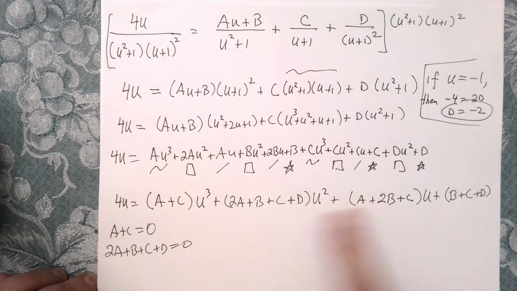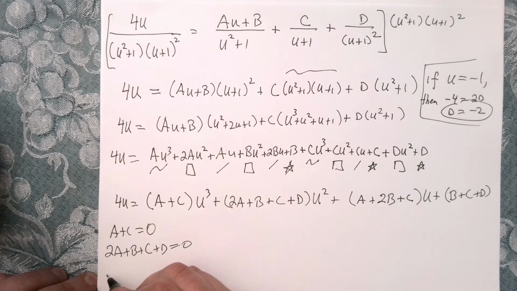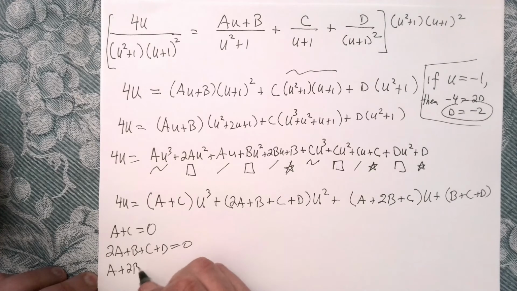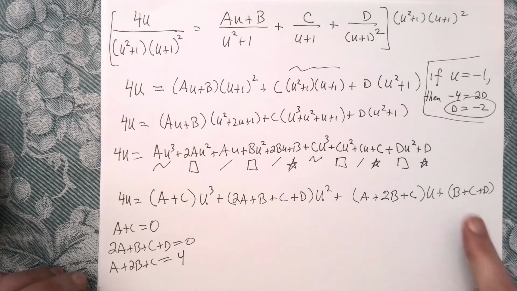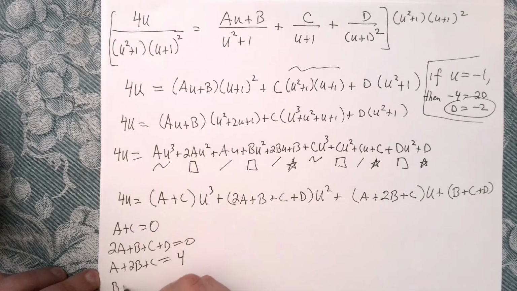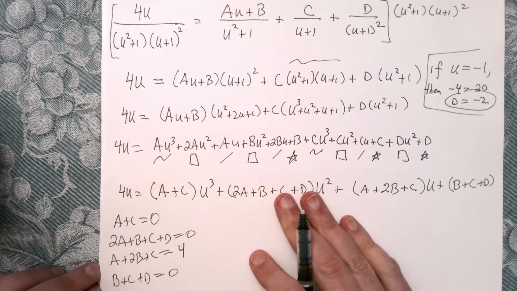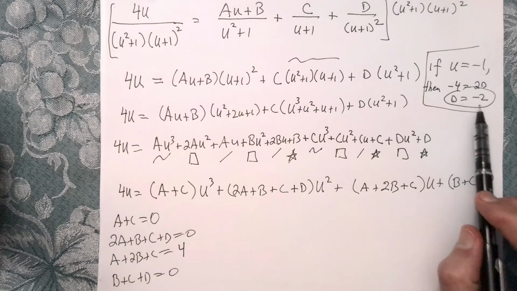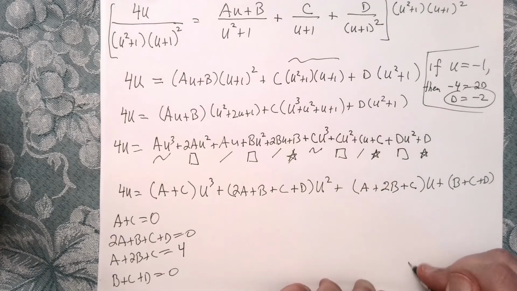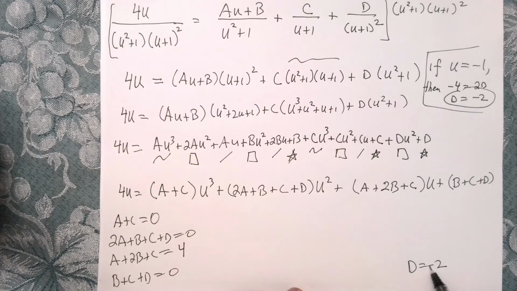And then the linear coefficient must equal the linear coefficient. So we've got a plus 2b plus c is 4. And then the constant must equal the constant. So b plus c plus d is 0. Let's see if we can see that. Okay, that's okay. And don't forget from before, we've got that d is equal to minus 2. That might be good to know. So d is minus 2.